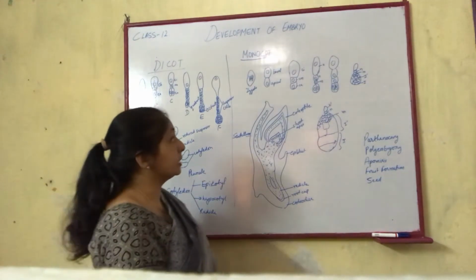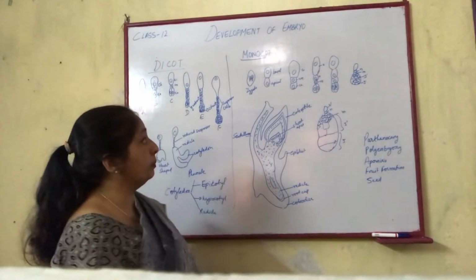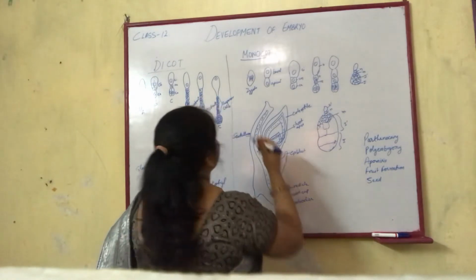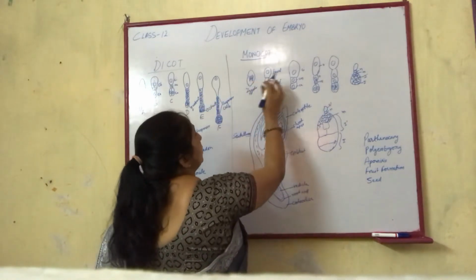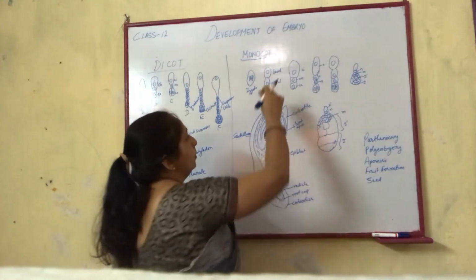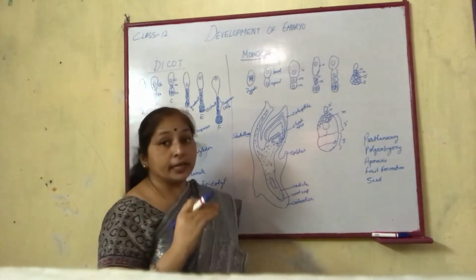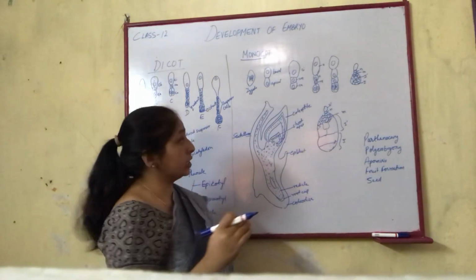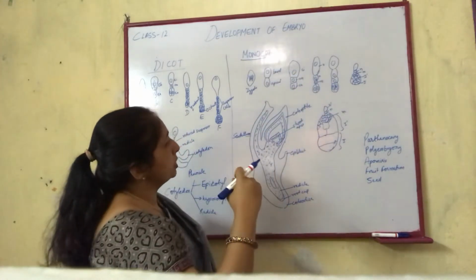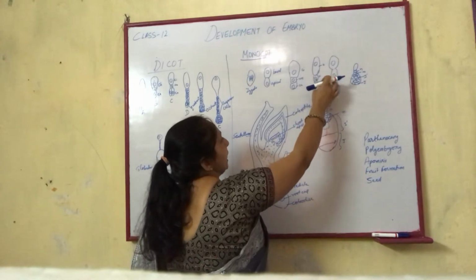Next is the monocot. Let's start with the development of monocot from the zygote. Here the zygote divides by transverse division into basal and apical cell. The upper portion is the basal, the lower is the apical cell. The basal cell again divides by transverse division to form Ci and Cm. Further divisions take place to form the suspensor, denoted by N and M.